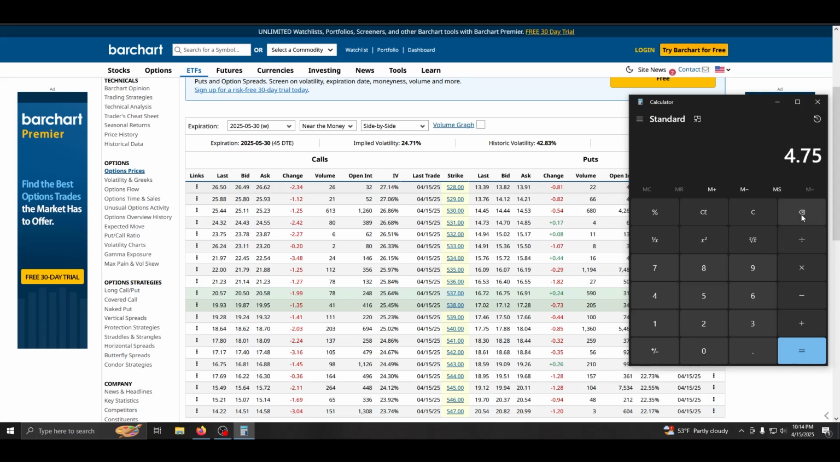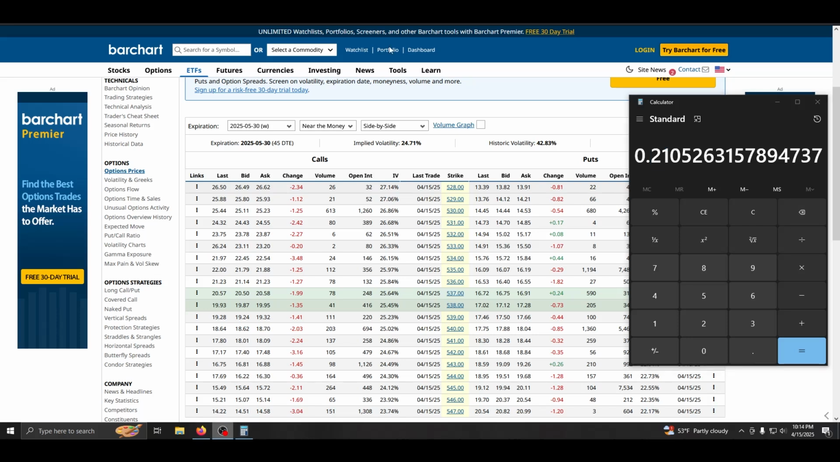Okay, I think I did that wrong. Okay, it's actually a 21%. There we go. So we're risking 21% of the money that we're using for this trade.